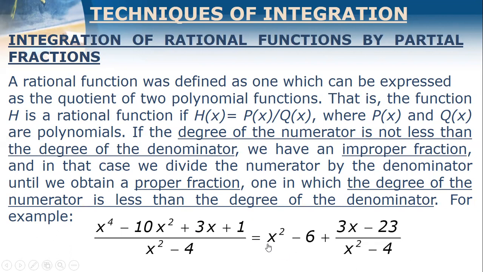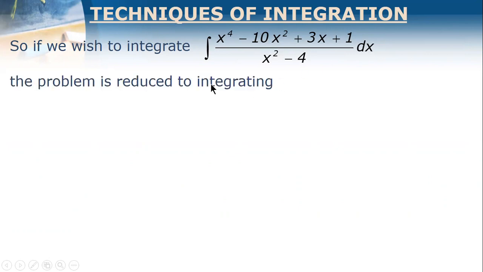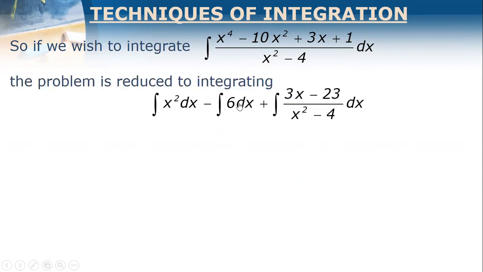So the result is this. So this is our quotient and this is our remainder and divisor. So from this original expression, it is converted into this. And you can now integrate that. So if we wish to integrate this one, the problem is reduced to integrating this one. So from the original integrand, it is reduced to the integral of x squared dx minus integral of 6 dx plus this one. So this is our quotient x squared minus 6 and this is our remainder over divisor.